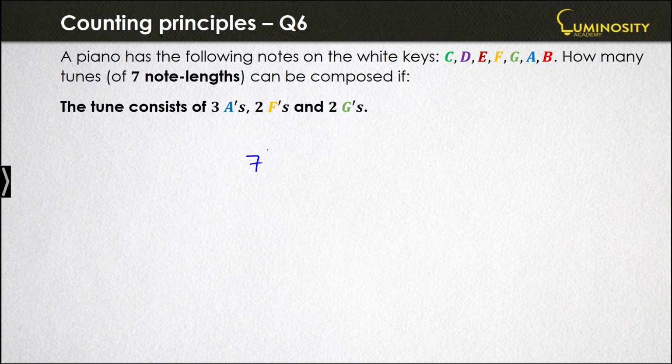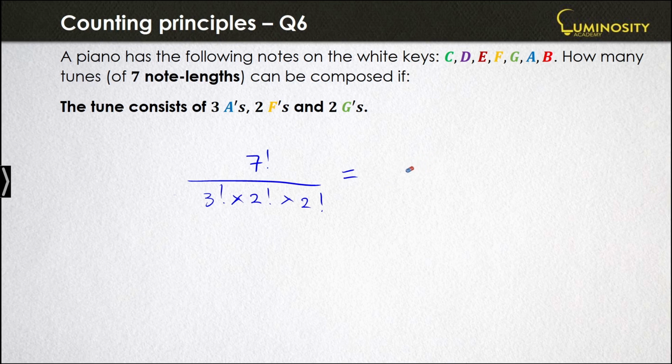We would normally have 7 factorial ways of arranging any of the 7 notes. However, we have 3 A's, we have 2 F's, and we have 2 G's. Sorry, I meant to write 2 factorial there. With those identical repetitions occurring, we need to divide them out. So it'll be 7 factorial total ways over that number.